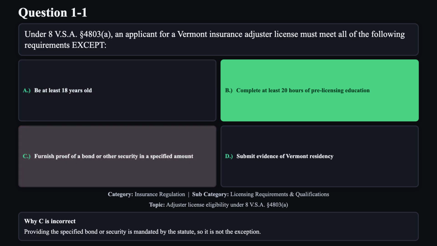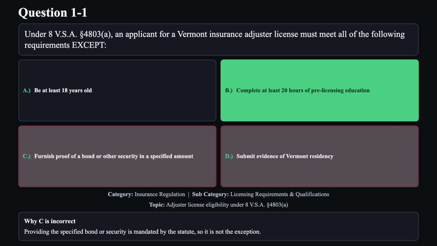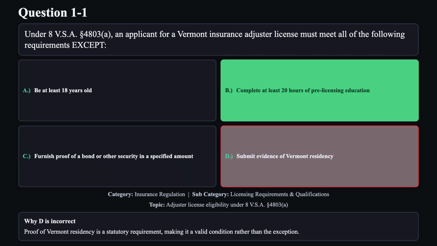Reason C is not correct. Providing the specified bond or security is mandated by the statute, so it is not the exception. Reason D is not correct. Proof of Vermont residency is a statutory requirement, making it a valid condition rather than the exception.